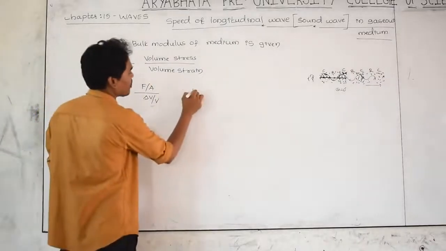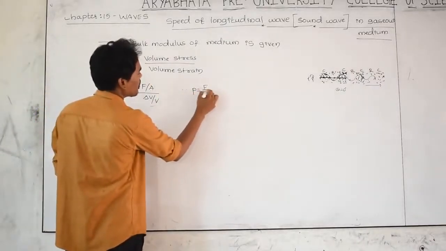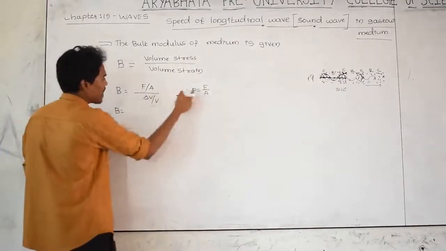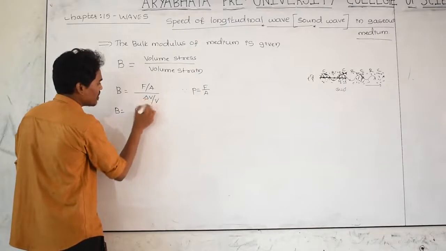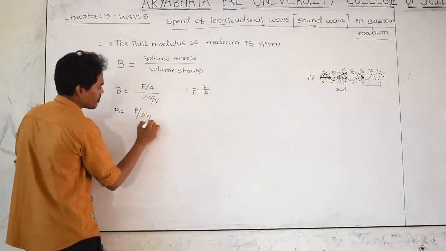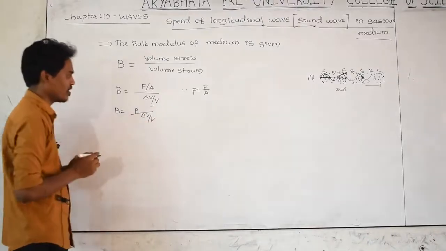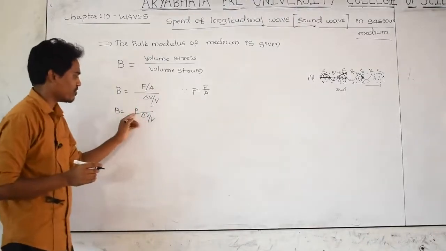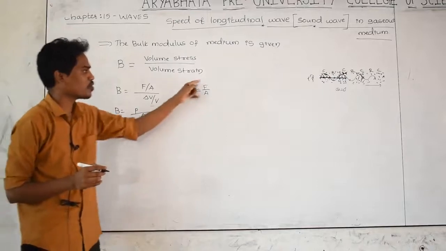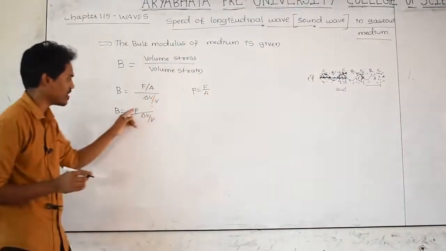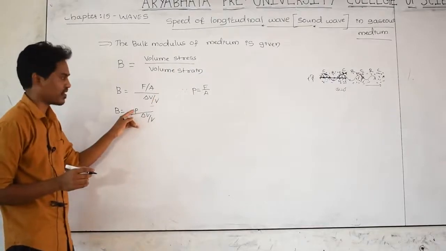Therefore, you know very well, pressure is equal to force per unit area. Can I write B is equal to F by V? I can write it as P by delta V by V. F by A is equal to P, pressure or stress is equal to force per unit area. That's why force per unit area means volume stress. I have written it as P, pressure.